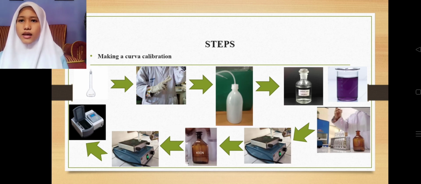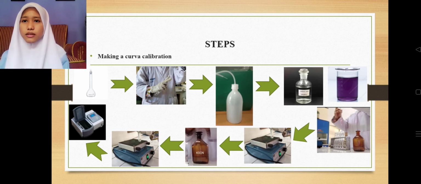And then add 0.25 ml of sulfuric acid using a dropper. Add 0.25 ml potassium permanganate using a dropper. Then homogenize using a shaker. After that, add 0.25 ml potassium thiocyanate using a dropper, and then homogenize using a shaker. Finally, measure the Fe solution with a spectrophotometer at a wavelength of 480 nanometers.